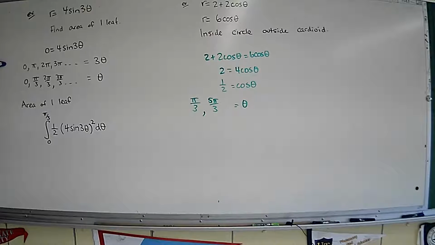So let me show you something here. If I were to change theta from pi/3 to 5pi/3, this is what I'm going to get. I'm going to get this area right here. Okay? Does everybody see that? Could I use that area potentially? Maybe.